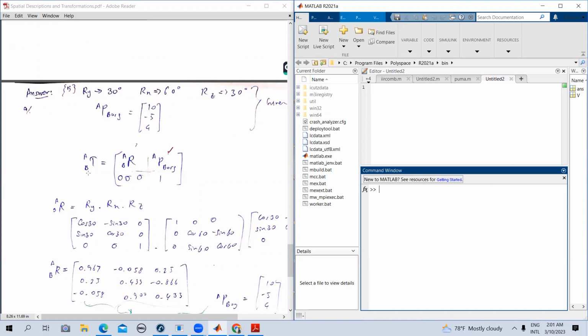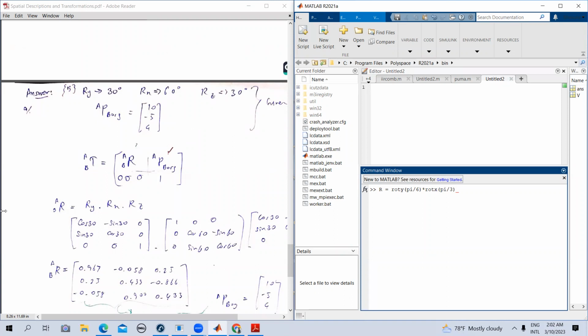We will call a variable R, and we will assign these rotations. First we are rotating around y by 30 degrees, right? So we will put pi, since 30 degrees is pi over 6. Now we have to get the rotation around x by 60 degrees, right? Sorry, 60 degrees means pi over 3.